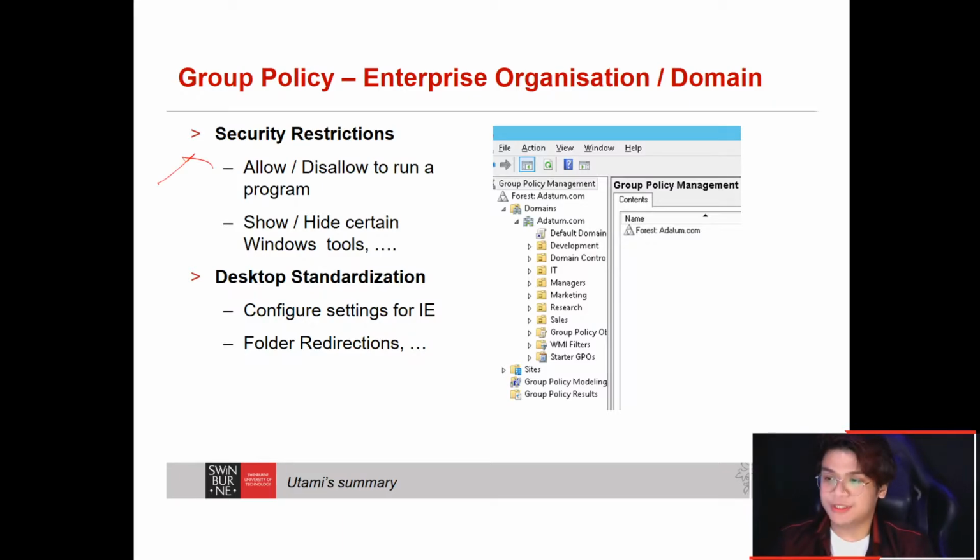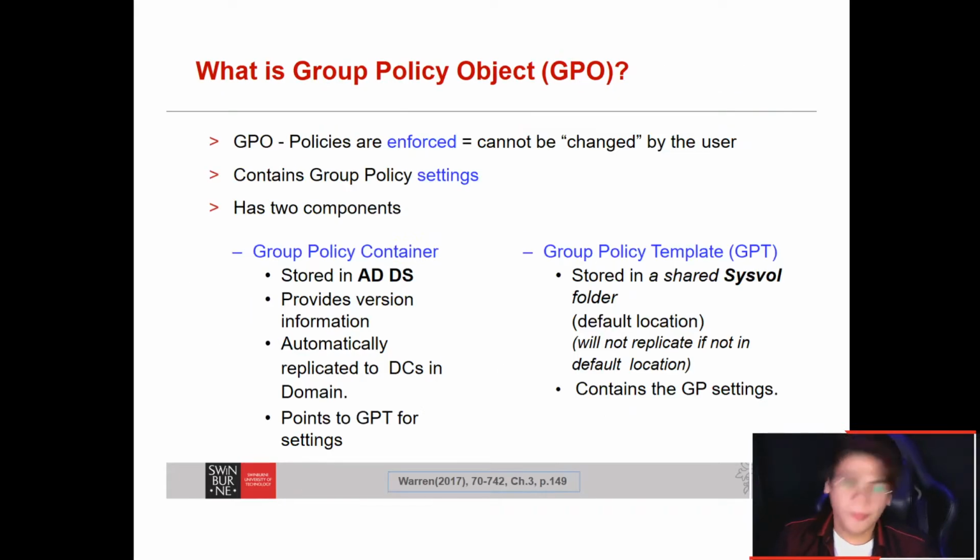We have security restriction, which allows or disallows running a program, and shows or hides certain Windows tools. Then we have desktop standardization, which is, for example, configuring settings for Internet Explorer, folder restrictions, and which browser is the default to open links, and so on.